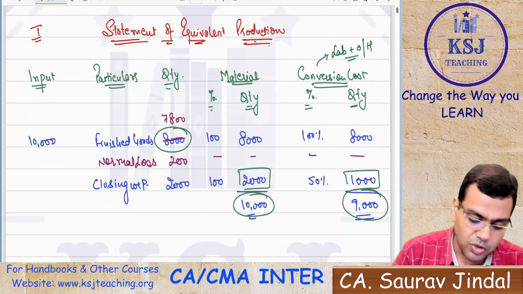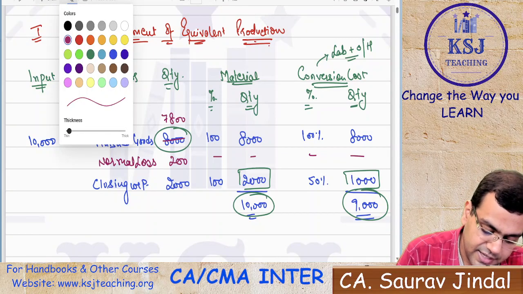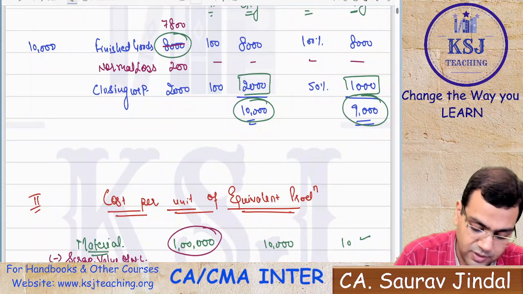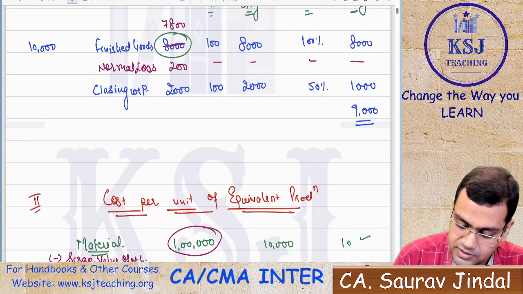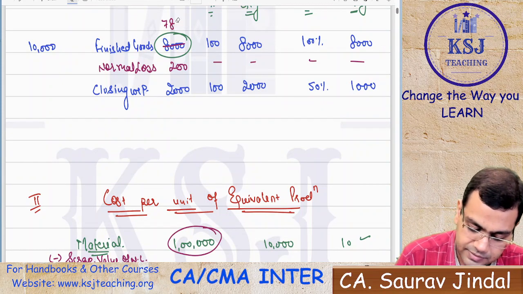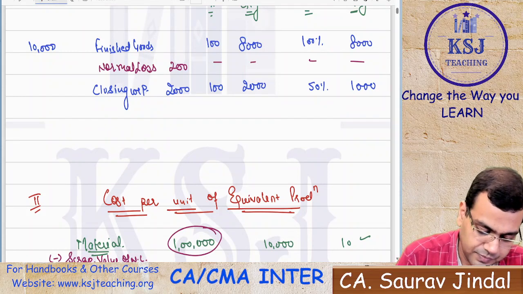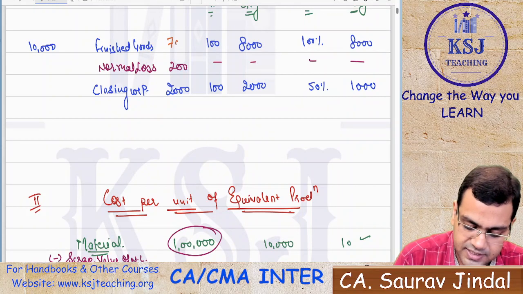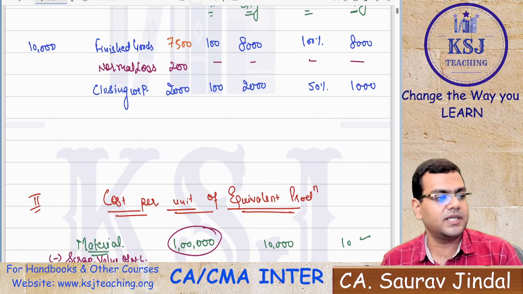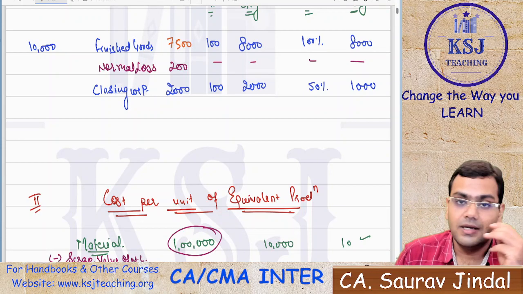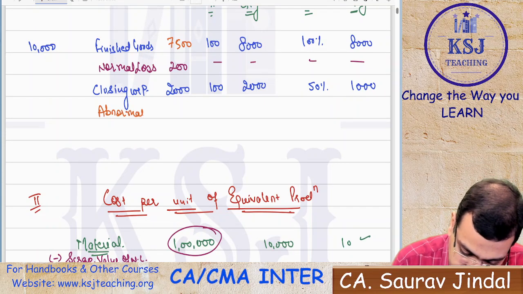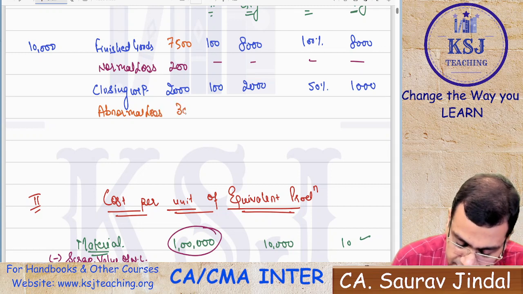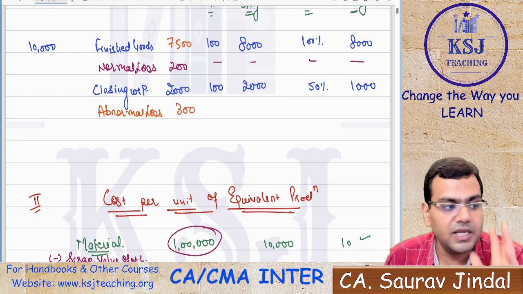Now, the next point here, sir, is in case there is an abnormal loss, then what to do? Let's create an example like this only. Okay, so I say the finished goods is 7,500, normal loss is 200, closing WIP is 2,000. Now that means the remaining is your abnormal loss, 300.